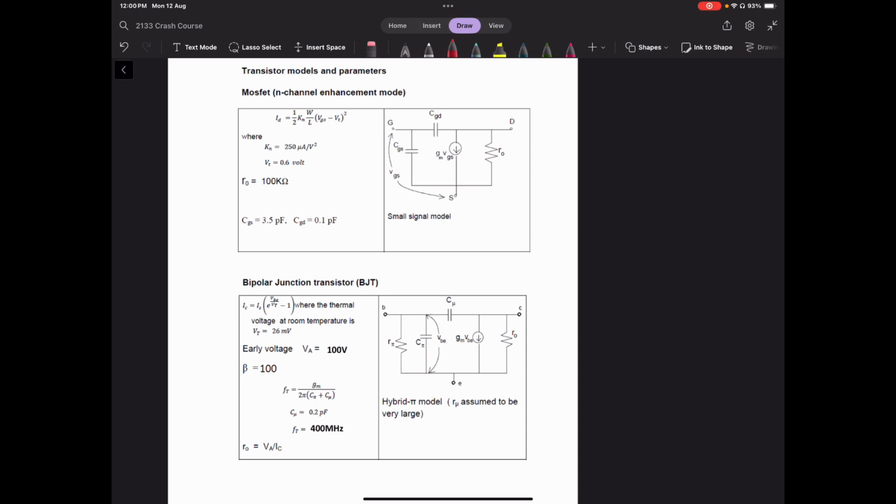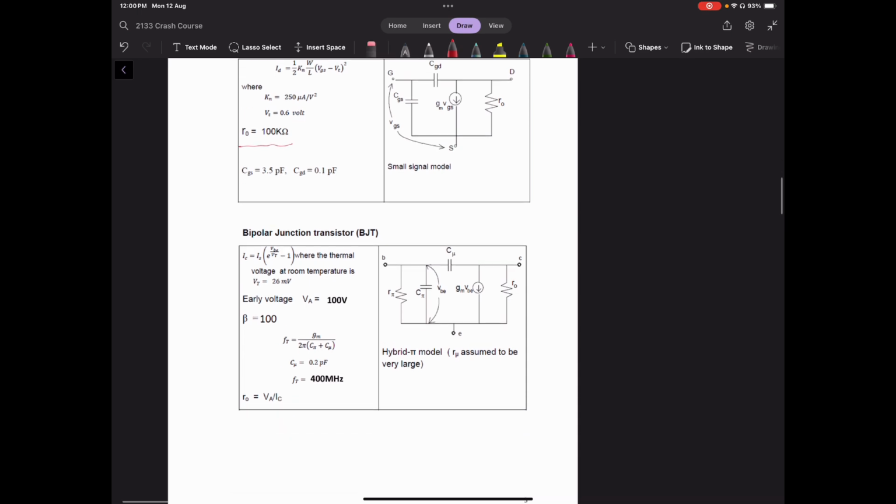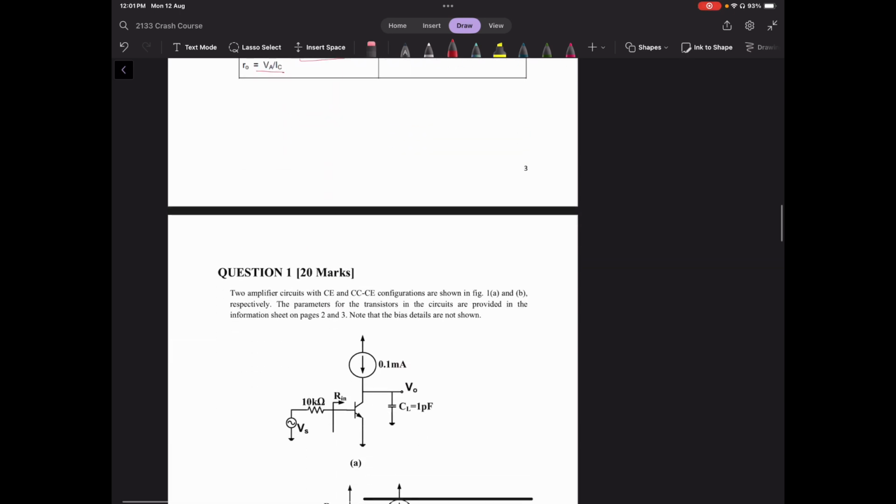You can also note that you're often given some important values for calculating transistor parameters. So you can see here we're given R0 is 100 kilo ohms, we're given beta, we're given the early voltage VA, and you're also given formulas for R out, formulas for the different capacitors, and you're given fT. So with that out of the way, we will get started.